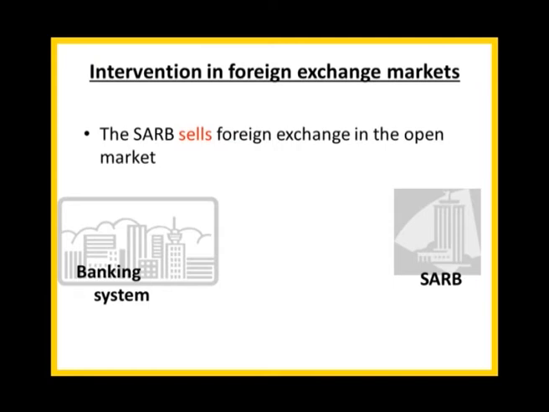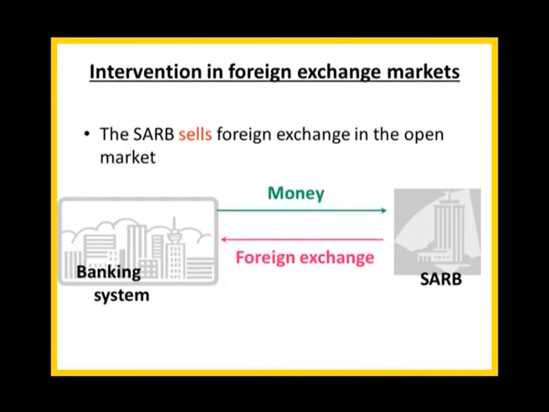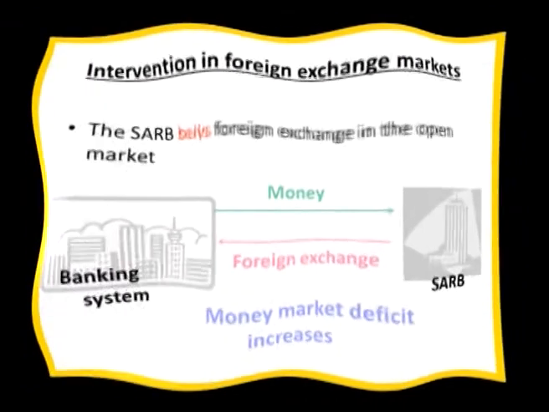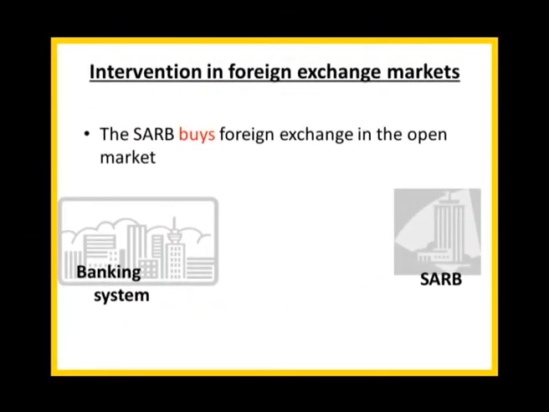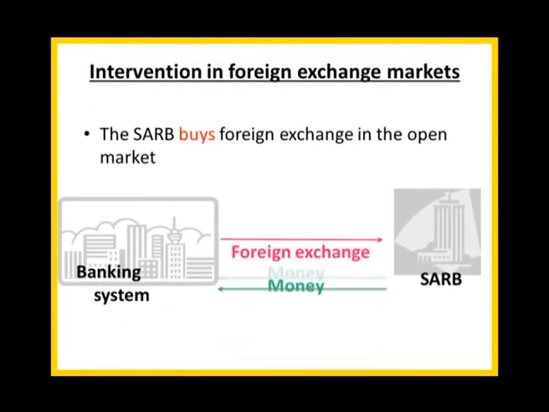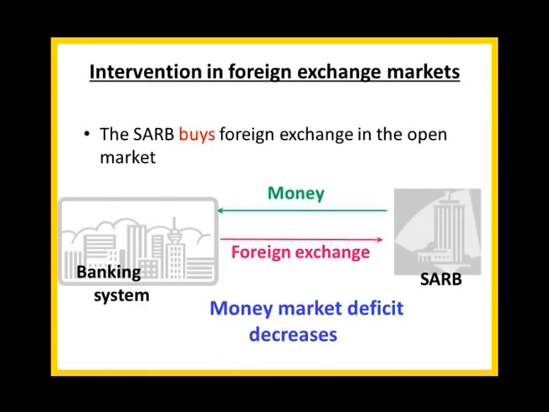Right, so if the Reserve Bank sells foreign exchange to the banks, it will mean that foreign exchange will flow from the Reserve Bank to the banking system. Money will flow away from the banking system, and therefore the money market deficit will increase. There will be less cash available to the banks. If the Reserve Bank buys foreign exchange from the banks, it will mean that money will flow to the banking system, and therefore the money market deficit will decrease.